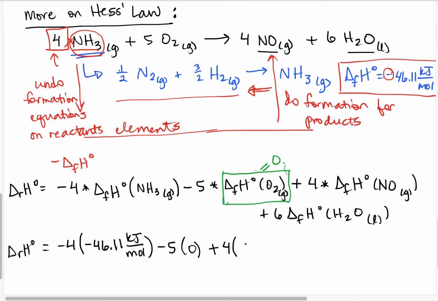And then nitric oxide, the formation enthalpy for that is 90.25 kilojoules per mole. And then for water, not water vapor, it's liquid water here, we've got minus 285.830 kilojoules per mole.